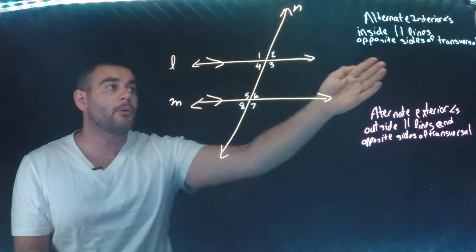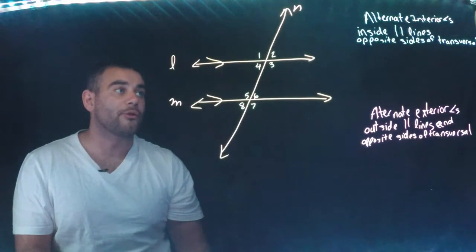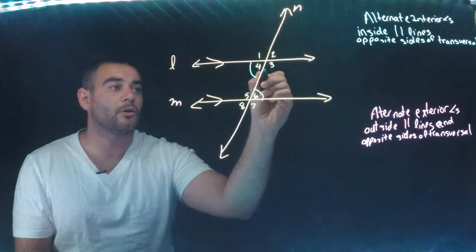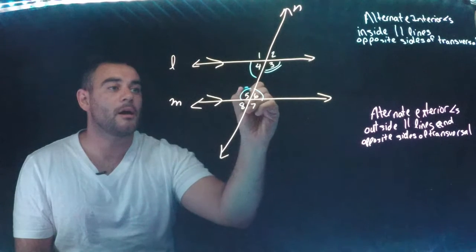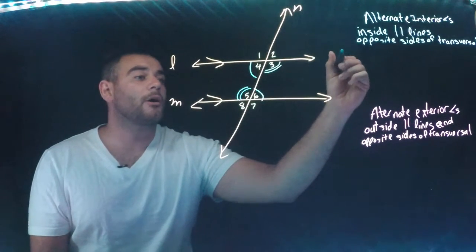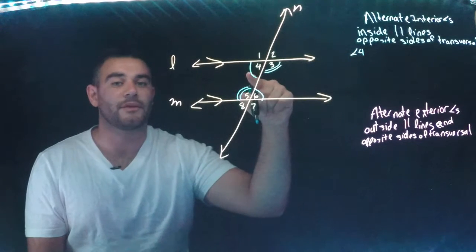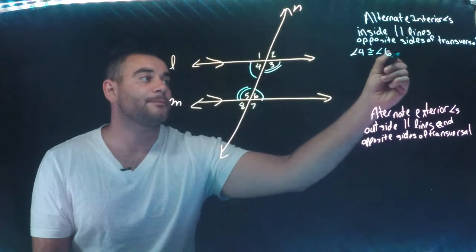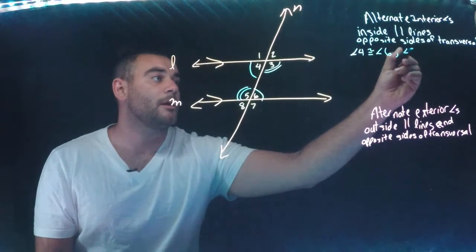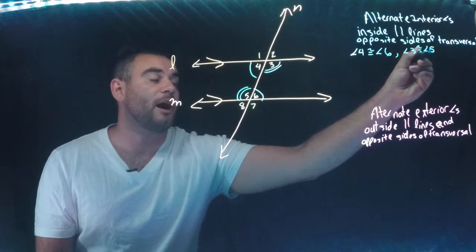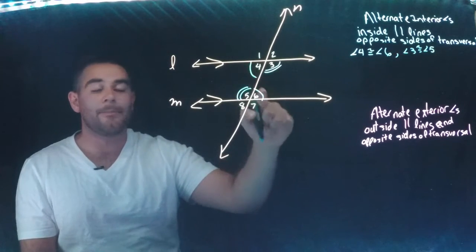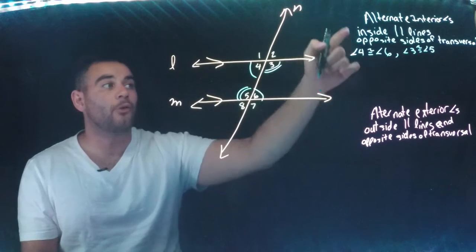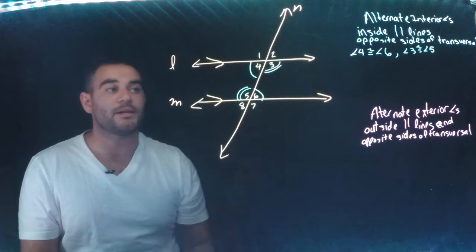So now we want to look at, okay, well, what are alternate interior angles? They are 4 and 6, and also 3 and 5, right? And they're congruent. Notice I used the congruent symbol with the arc to say that they were congruent. Angle 4 is congruent to angle 6, and angle 3 is congruent to angle 5. Okay, and those are on opposite sides of the transversal, and they're inside the parallel lines, and therefore they're alternate interior angles, and they're always congruent.